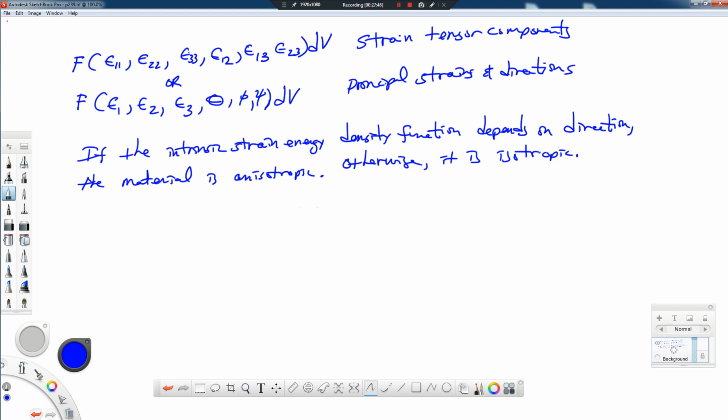So the second form that I've written here, the F of epsilon principal strains 1, 2, and 3, theta, phi, and psi, that depends on direction. But if it doesn't depend on which direction, we have symmetry among the principal strain directions. Then we would have a reduction here that we can write the intrinsic strain energy density function just in terms of the three principal strains, epsilon 1, 2, and 3.